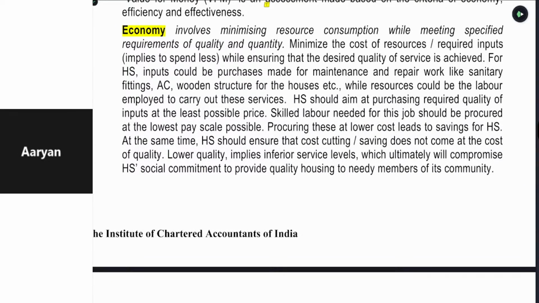Okay, can I assume that each and every student has read out the content properly? Is there any doubt in any of the points? You can ask the same.